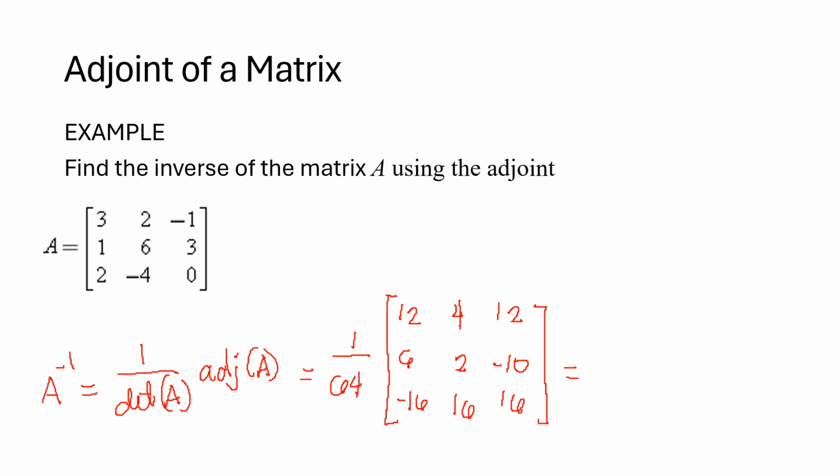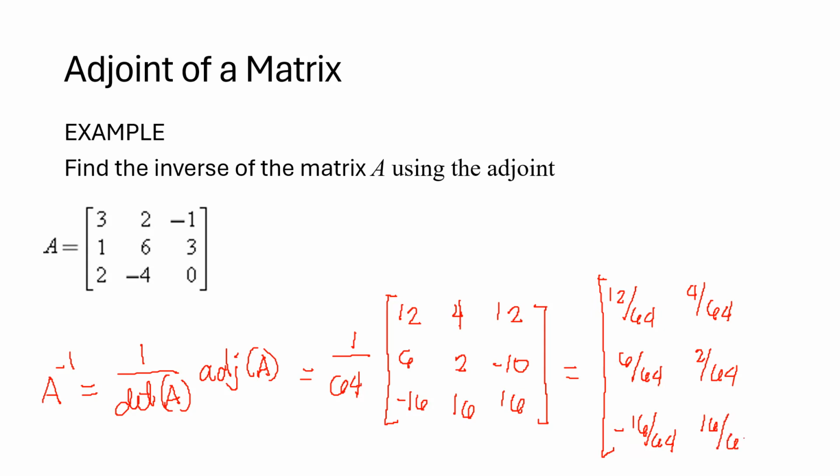So here you have 12 over 64, 6 over 64, negative 16 over 64. Then you have 4 over 64, 2 over 64, 16 over 64. Then you have 12 over 64, negative 10 over 64, and 16 over 64. And that is now the inverse of A.